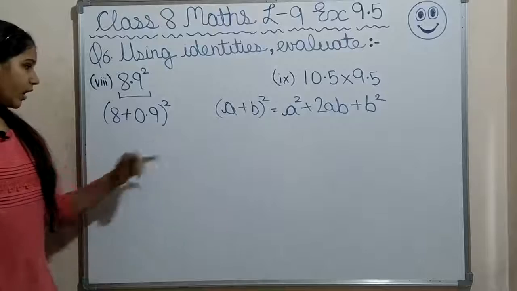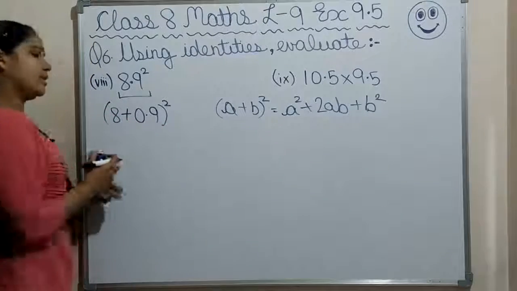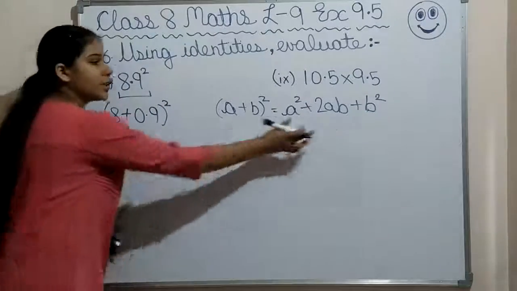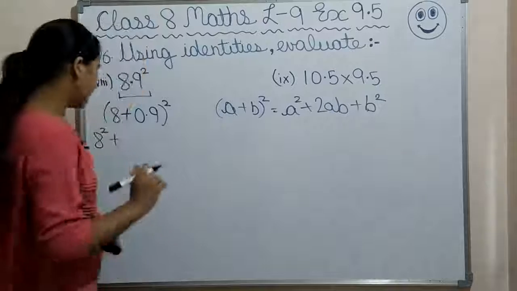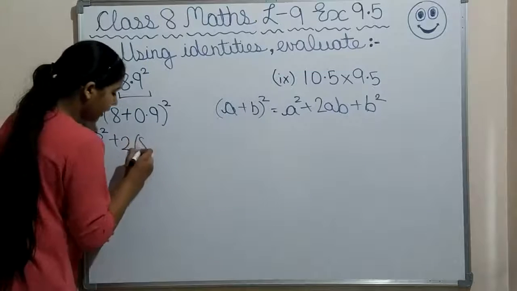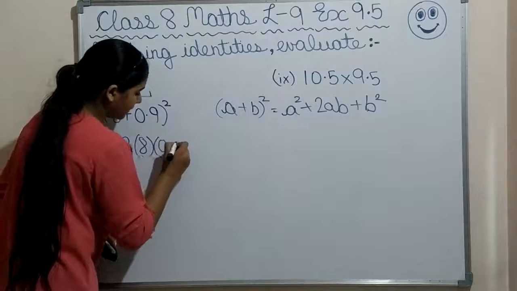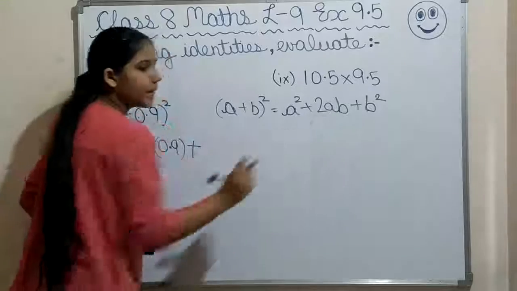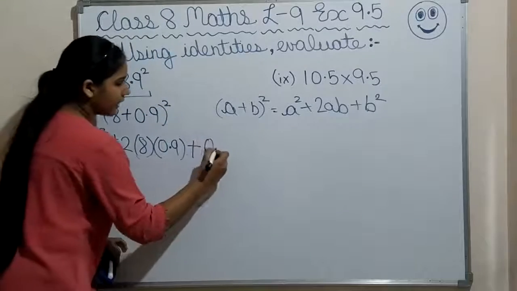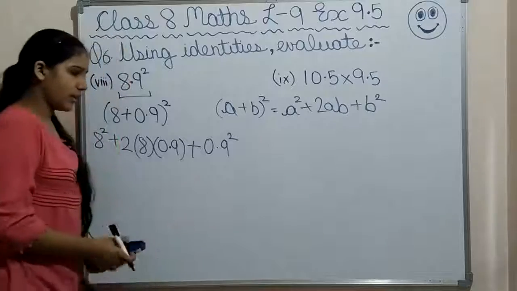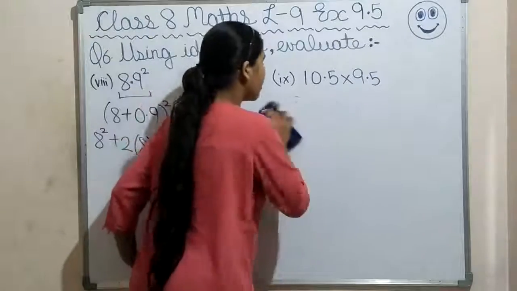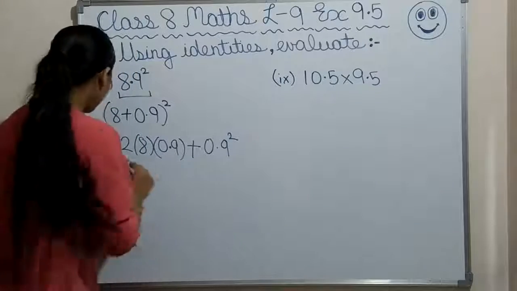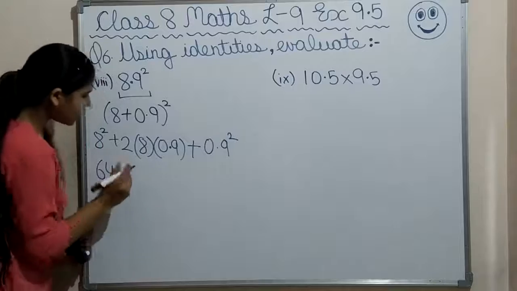Here a squared, a is this, means 8 squared, then plus as it is, then 2ab, which means 2 into a into b. 2 into a is this, into b is 0.9. After that, plus as it is, b squared, b is 0.9, so 0.9 squared. I should rub this property out because now it is of no use. So 8 squared means 8 eights are 64, plus as it is now this.